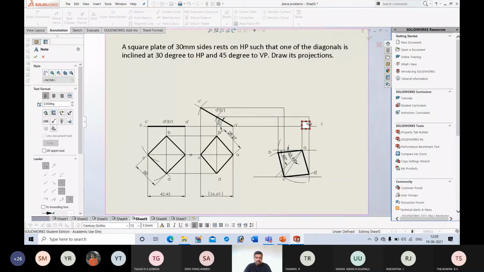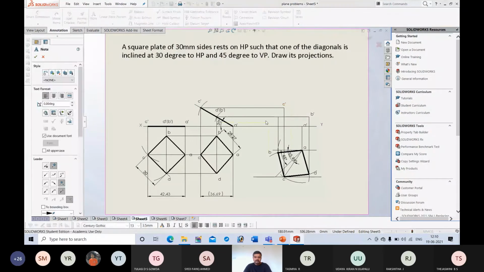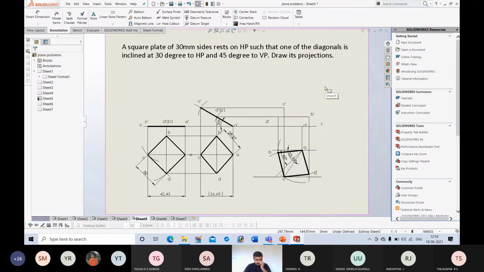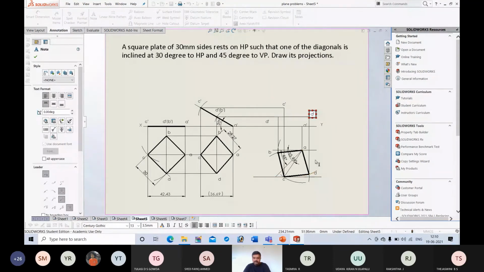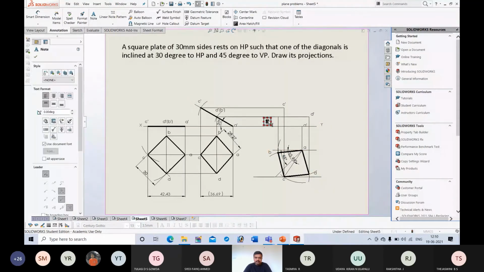So this is A dash. Next B dash, since it is front view. Next C dash. Sorry, since here D, it is D dash. And this is B. Here it is B, so it is B dash.